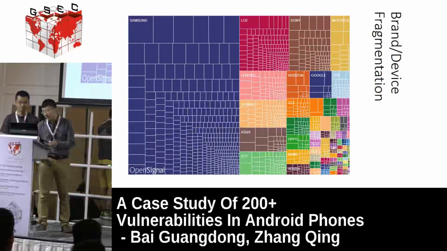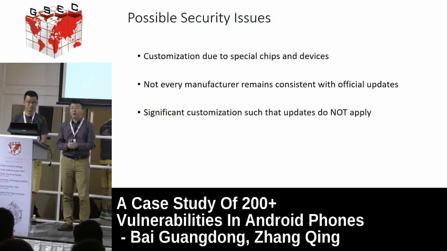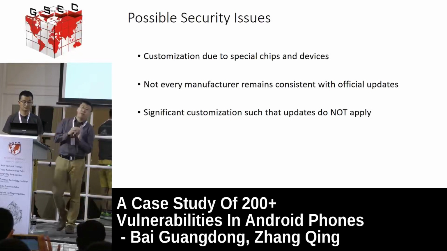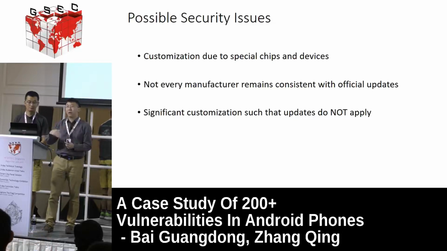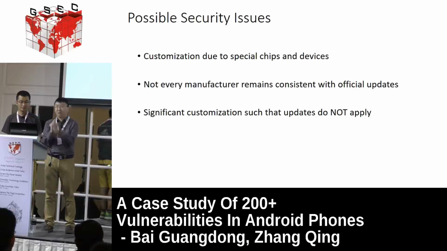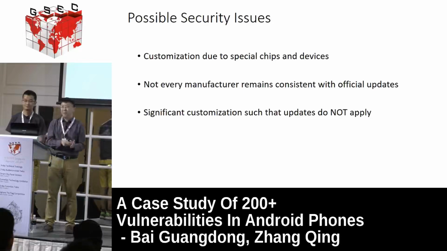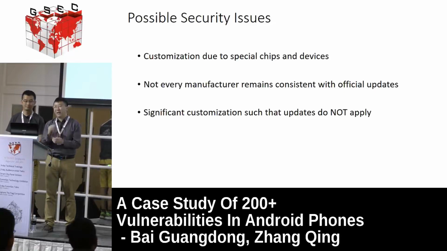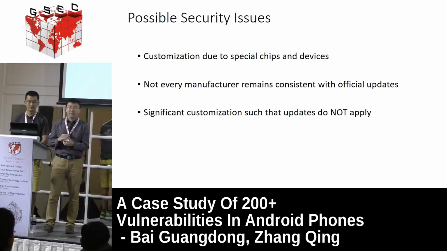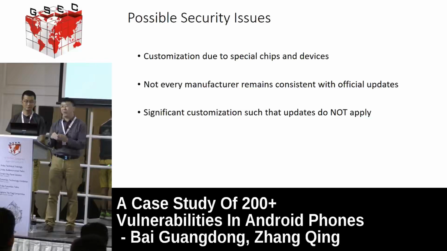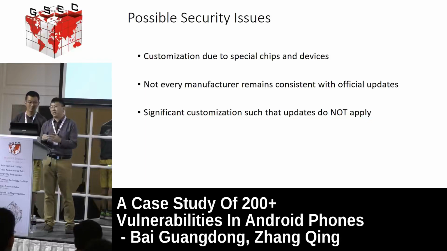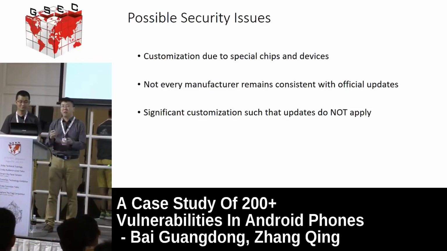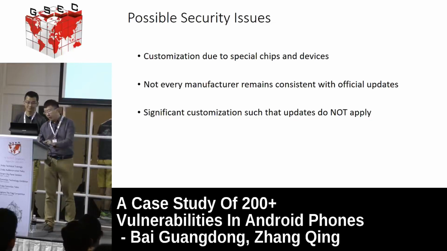Okay. So what is the problem of such fragmentation? The first one is that since different models, different devices may have special chips, special sensors, they have to do some customization on the Android operating system to adapt for that. Second, not every manufacturer will remain consistent with the official update. And the third is, even if the manufacturer realizes it's necessary to follow the official update, sometimes the customization is too significant such that the official update is no longer applicable.